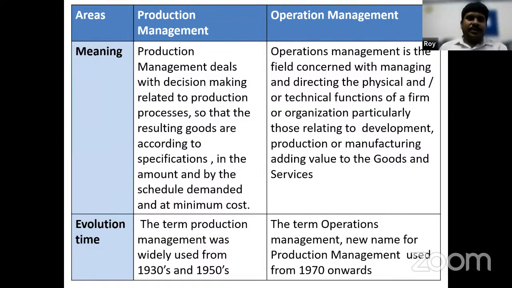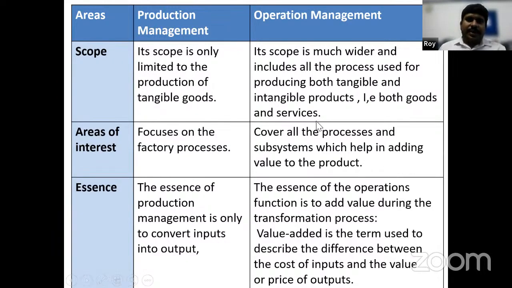See, the term production management was widely used from the 1930s to 1950s. And then operations management, a new name for production management, was used from the 1970s. As I told you, the scope of production management is limited to the production of tangible goods. But in operations management, the scope is much wider and includes all the processes used for producing both tangible and intangible. That is why in production management you can't talk about services, but in operations management you can talk about services as well, both goods and services, tangible and intangible.